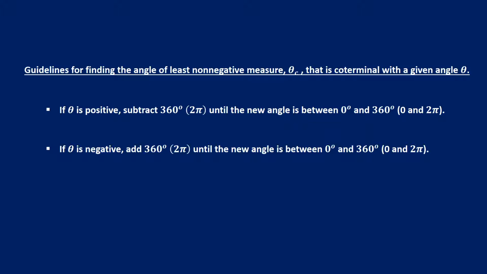So if we're looking for the angle of least non-negative measure, theta c, that is coterminal with a given angle, if that angle that we're given is positive, we're going to subtract 360, or 2 pi, until the new angle is between 0 and 360, or 0 and 2 pi. If the given angle is negative, we're going to add 360, or 2 pi, until the new angle is between 0 and 360, or if we're in radians, 0 and 2 pi.